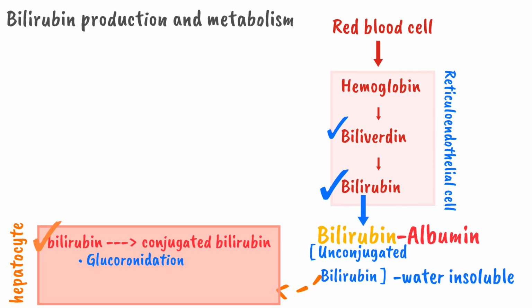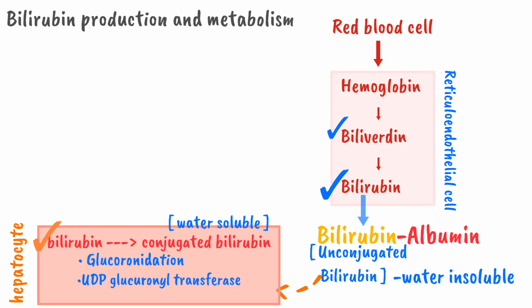This unconjugated bilirubin will undergo glucuronidation with the help of an enzyme, UDP glucuronyl transferase, and after glucuronidation is converted to conjugated bilirubin. This conjugated bilirubin, which is produced from the glucuronidation of non-conjugated bilirubin, is water soluble. This water solubility will help this type of bilirubin to circulate freely in the bloodstream without the need of albumin.